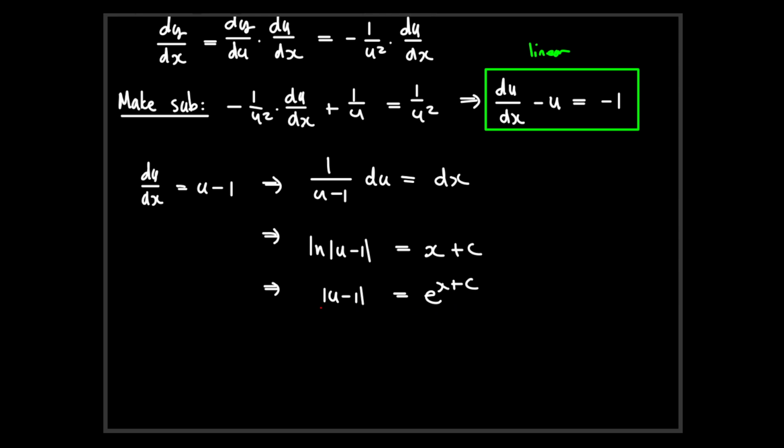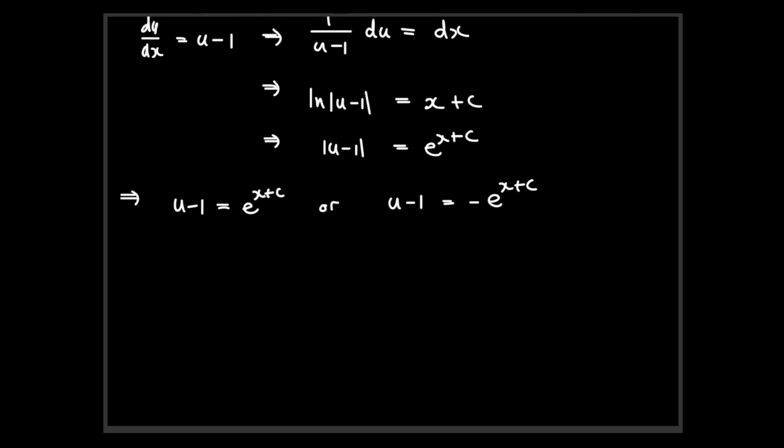We have that the absolute value of a number is equal to a positive number. And there's only really two ways that this could have happened. And that is that u plus 1, the argument of the absolute value, is either equal to e to the x plus c, or it's equal to the negative. And those are your two options only.